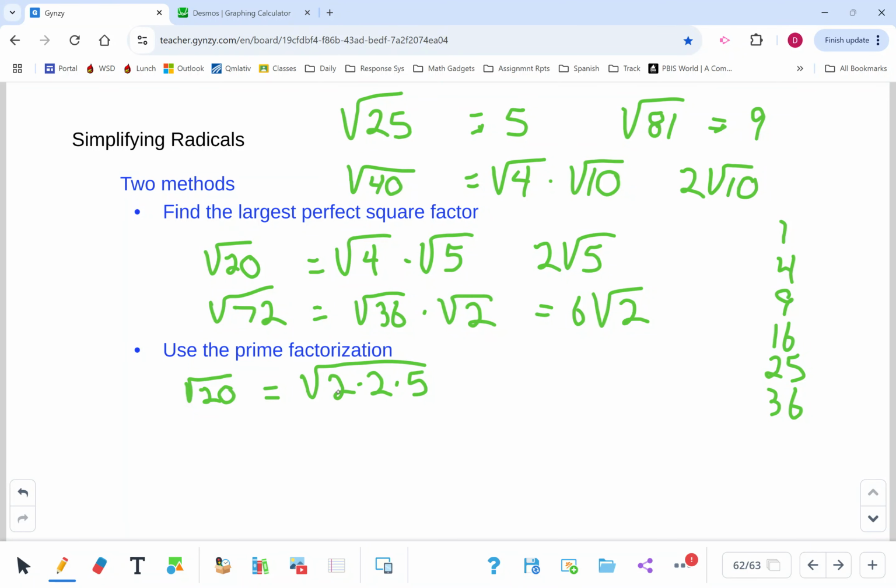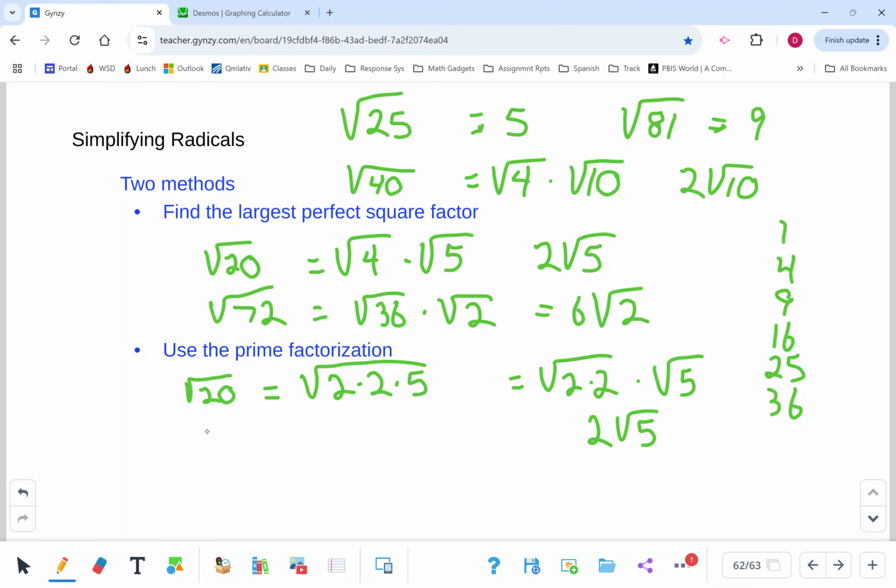Well, here's what we're going to think about. This square root, let me show you, this 2 times 2 could be written by itself as square root of 2 times 2 under the square root times square root 5. And look at that. 2 times 2 is 4. Square root of 4 is 2. So we end up with 2 square root 5, like we did before.